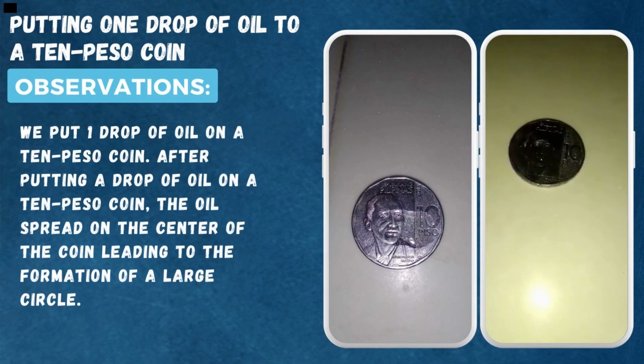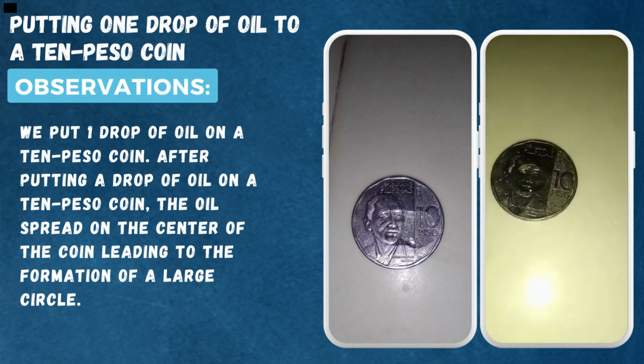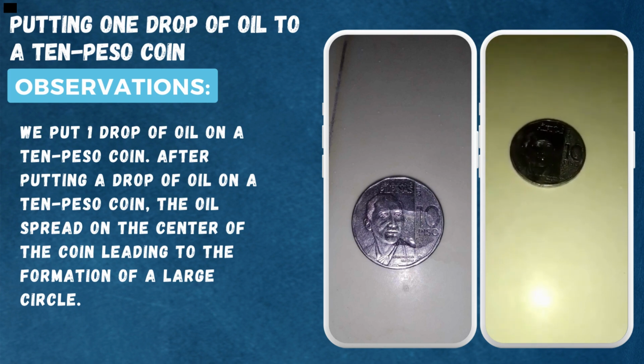We put 1 drop of oil on a 10 peso coin. After putting a drop of oil on a 10 peso coin, the oil spread on the center of the coin, leading to the formation of a large circle.